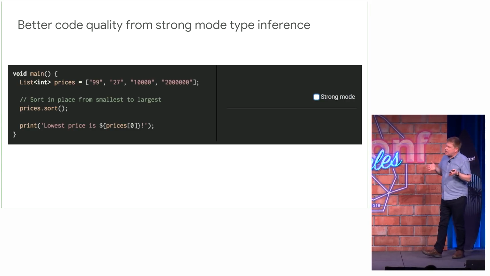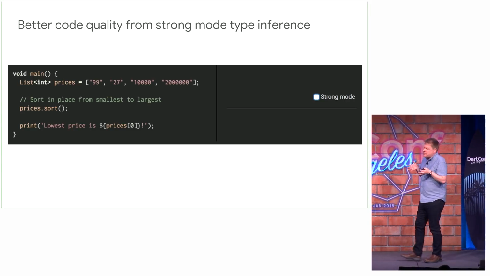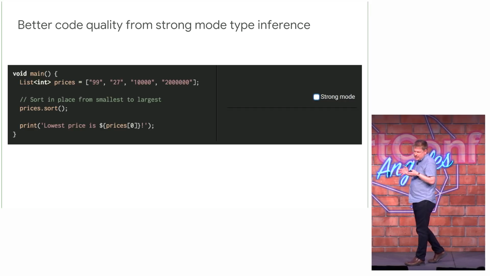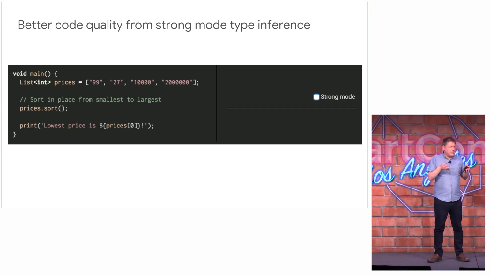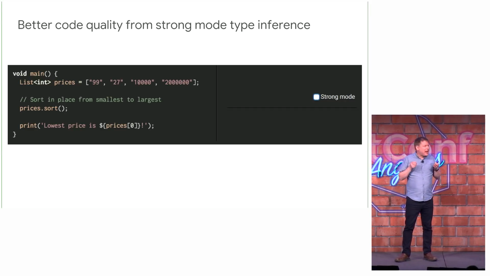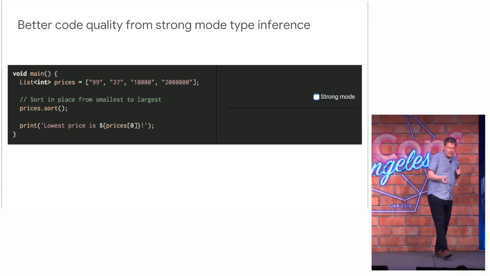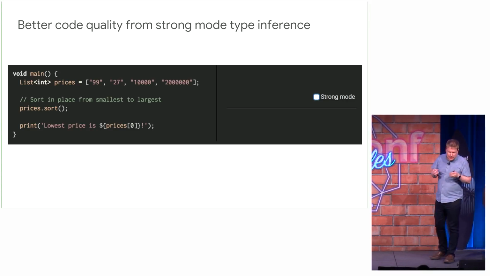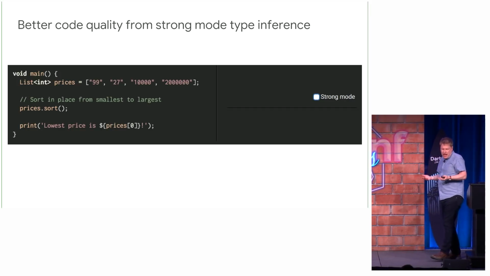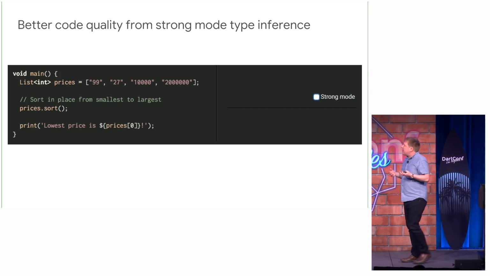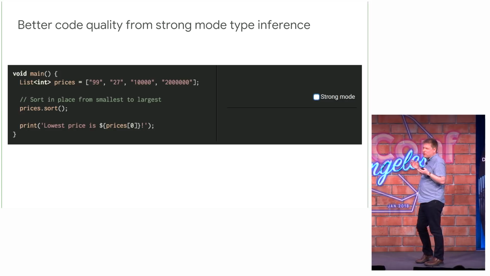So here's an example of how insidious errors can sometimes creep into your code with a weaker type system. This is a simplified example of an actual bug we found in our AdWords code. You can see here that there's some code. It's taking some prices, trying to sort them, and return the lowest price. Any guesses as to what the price reported will be?